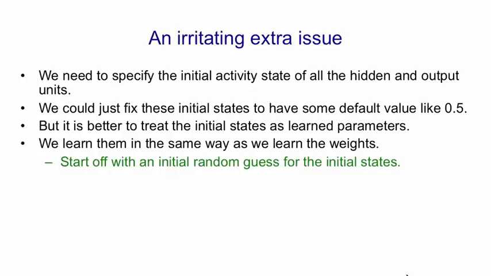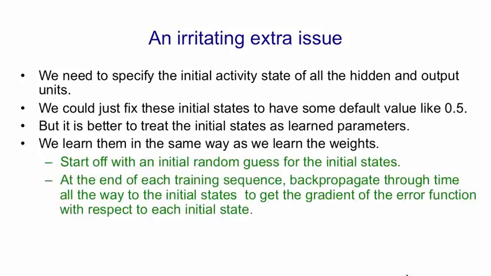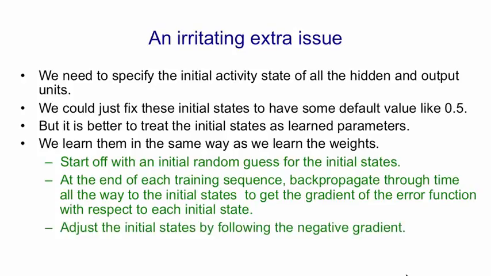We start off with an initial random guess for the initial states, that is, the initial states of all the units that aren't input units, and then at the end of each training sequence, we backpropagate through time all the way back to the initial states, and that gives us the gradient of the error function with respect to the initial state. We then just adjust the initial states by following that gradient. We go downhill in the gradient, and that gives us new initial states that are slightly different.